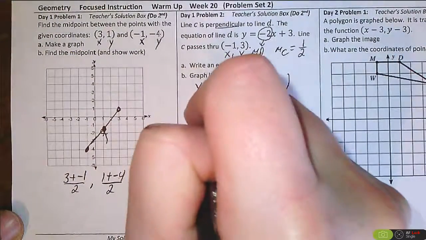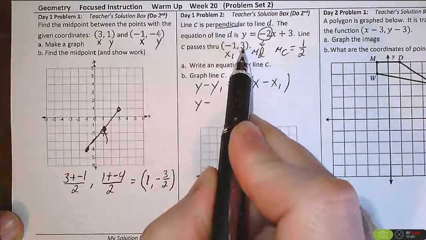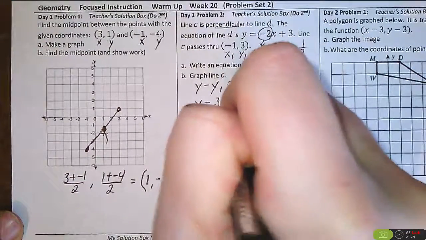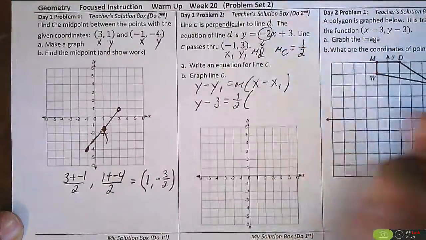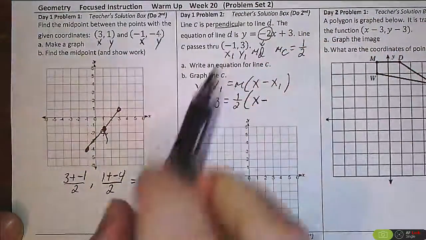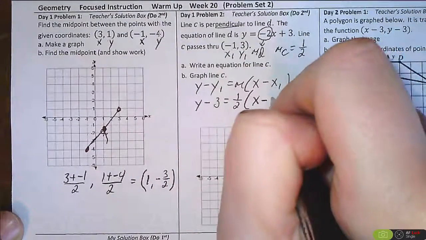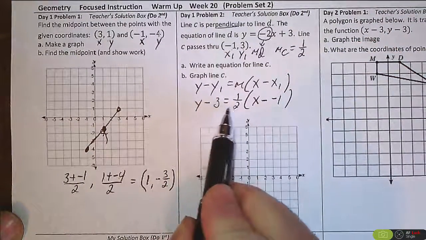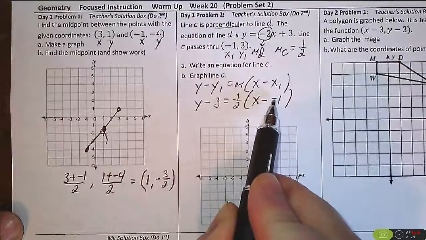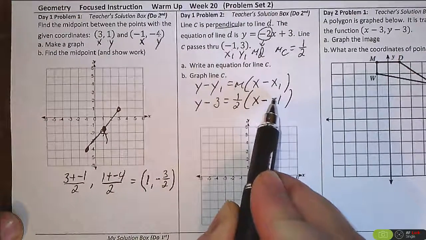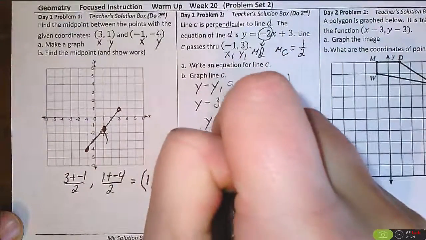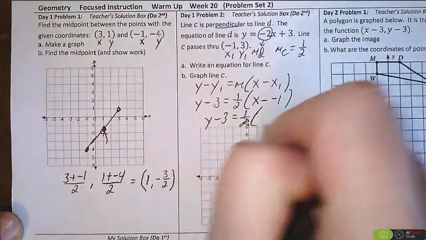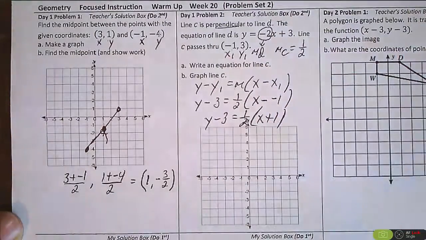Now our substitutions. y minus 3 equals 1/2 times (x minus -1). This is the answer, but because of this negative and negative side by side, we're going to rewrite this and make that be a plus sign right there. So y minus 3 equals 1/2 times (x plus 1).